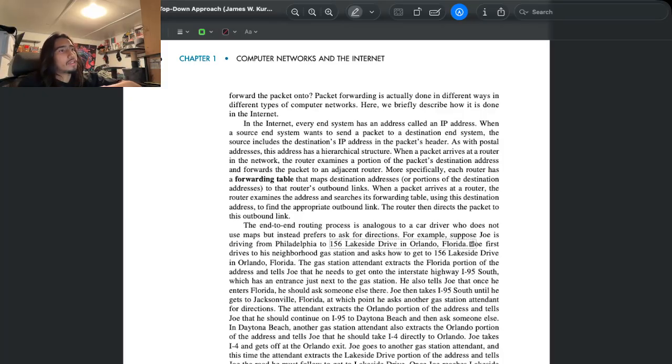In the Internet, every end system has an address called an IP address. When a source end system wants to send a packet to a destination end system, the source includes the destination's IP address.